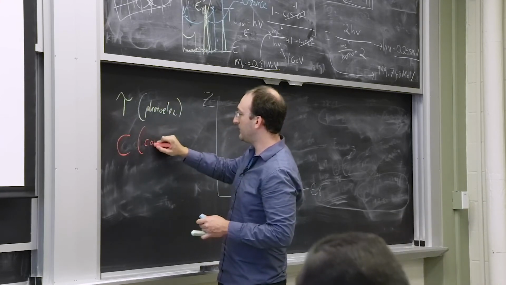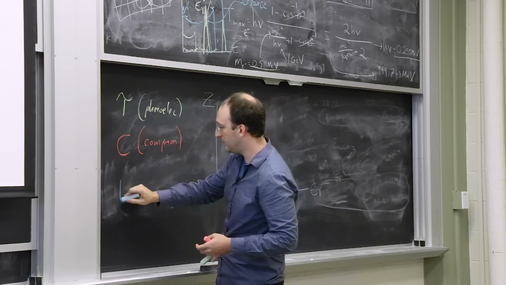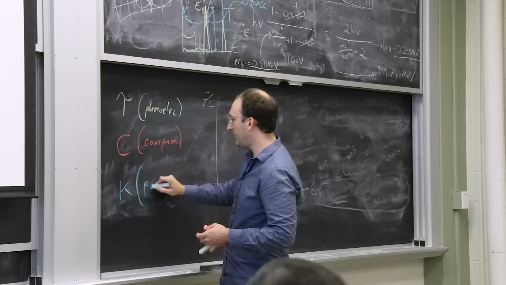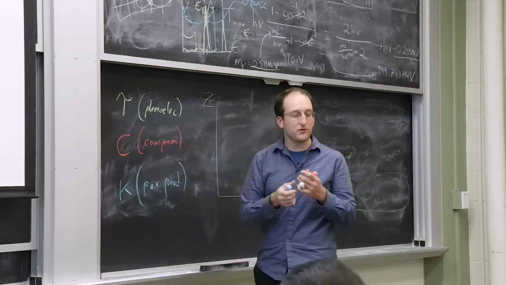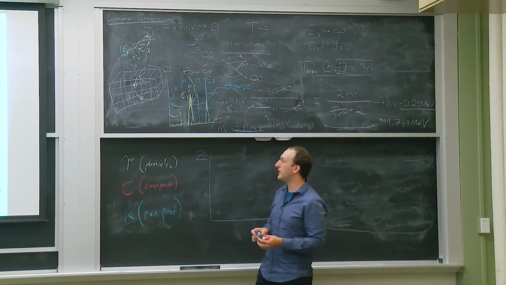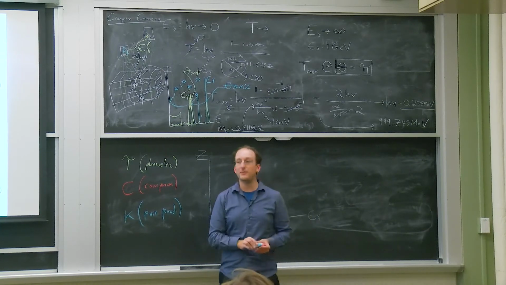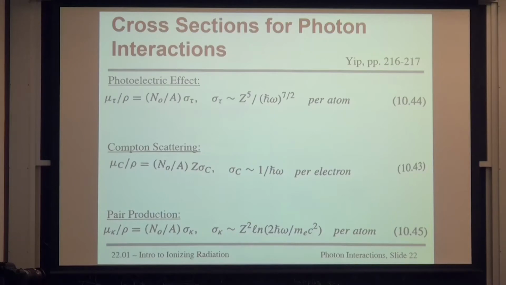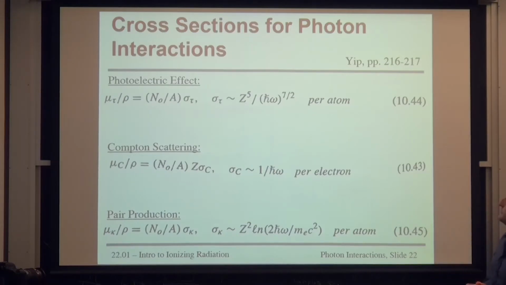C, which we'll call our Compton scattering. And kappa, which we'll call pair production. And these cross-sections do give us relative probabilities as a function of the energy of the photon and the medium they're going through, along with the actual density that something's going to happen. So let's look at the form of these.